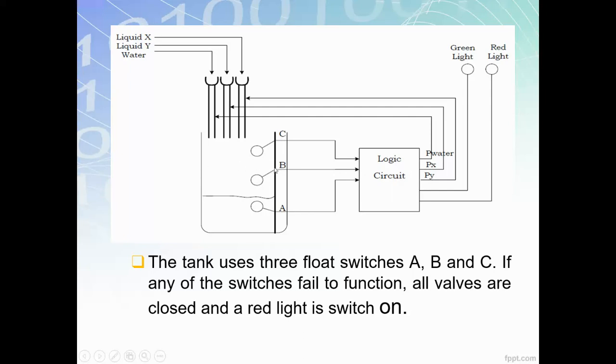So when it has reached the flow of B, it will open the valve for liquid Y to go in. So it is like a controller. Once it is completely full, the green light will be on, and all the valves will close. All these things will close and the red light is switched on. The red light is actually faulty.